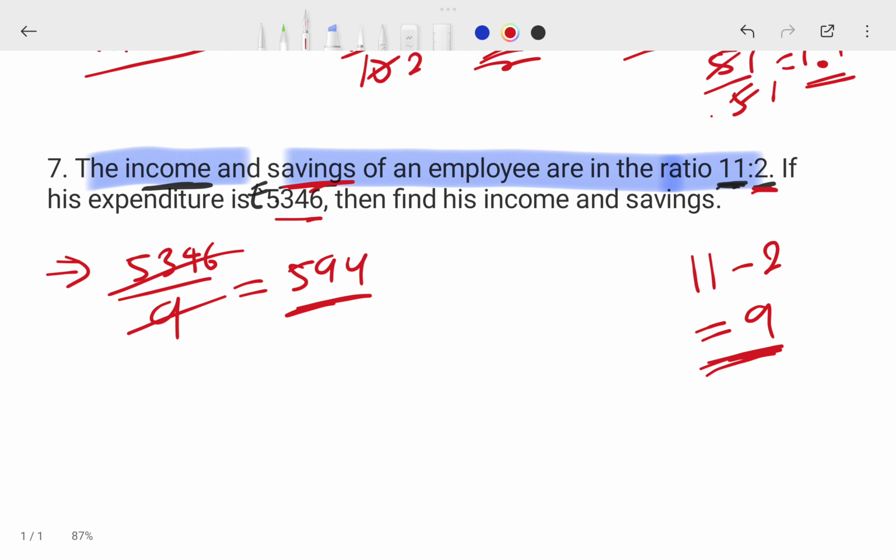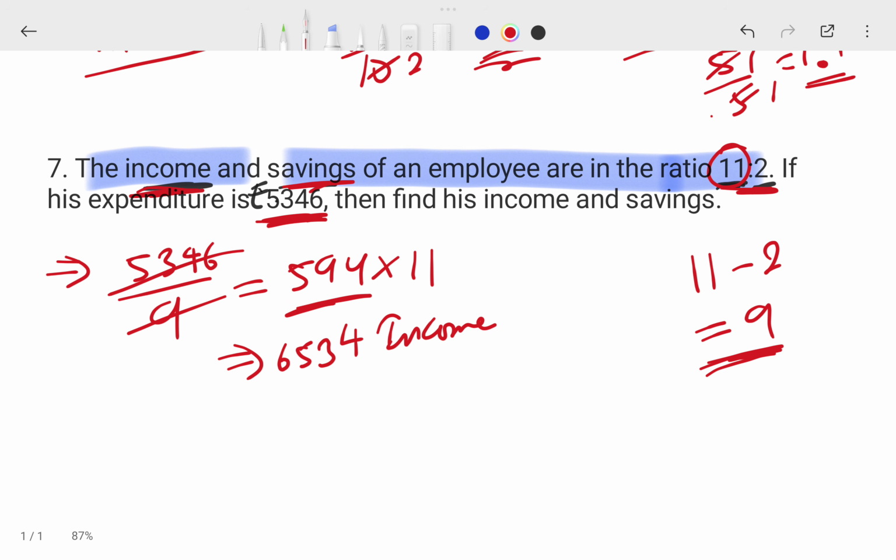So now we have to multiply, because we have to find the income. How much is the income? In this one, the money is given and this ratio is given, but we have to find the income. So how much income is there? This is 11. Multiply here. If you multiply this one, the value is 6 5, and that's going to be 3 and 4. So this is the income.